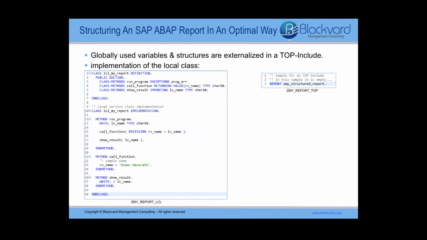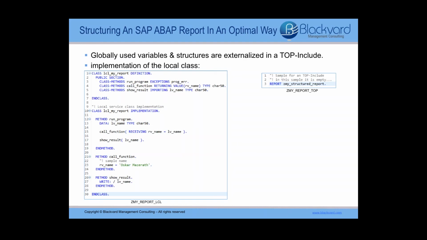To keep this as simple as possible, run program will call all our methods. In this case, run program will call function. Afterwards, it will call the show result. Call function itself does not do anything very crazy. It just returns a name in this case.